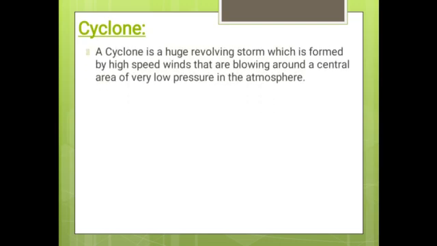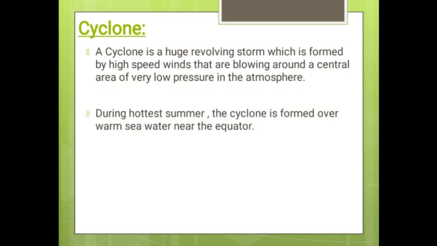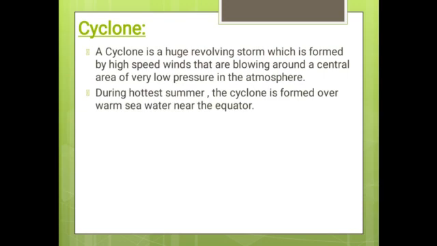What is a cyclone? A cyclone is a huge revolving storm which is formed by high speed winds blowing around a central area of very low pressure in the atmosphere. During the hottest summer months, the cyclone is formed over warm sea water near the equator. A cyclone revolves due to the force exerted by the rotation of Earth. The force makes the high speed winds move upward in the form of a spiral with a large force and creates a very low pressure tunnel within the thunder clouds.